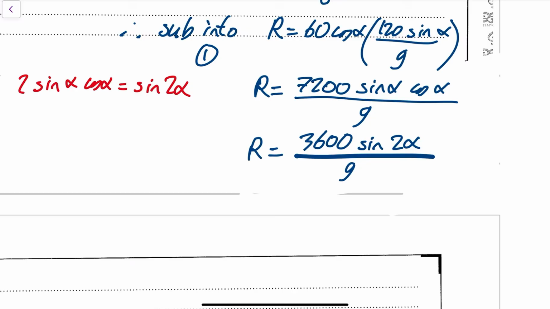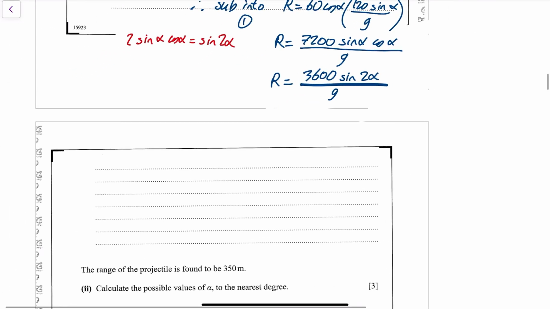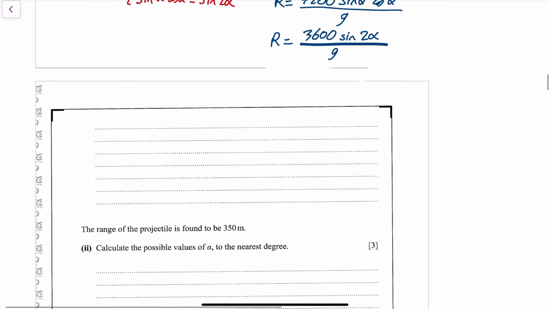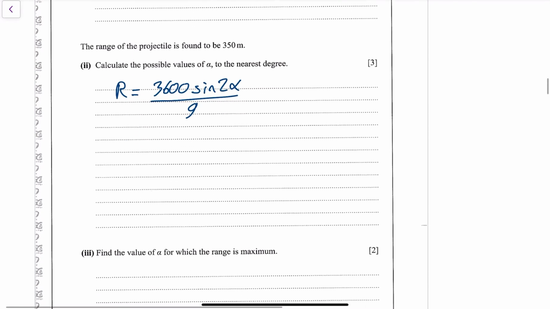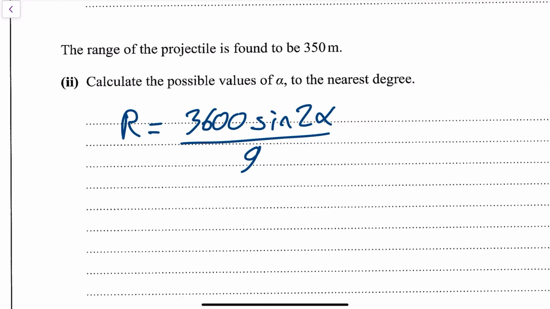Very nice. Now, we're going to use that again. Let me just write that down again. What did it say there? R is equal to 3,600 sine 2 alpha over g. It says the range of the projectile is found to be 350. Calculate the possible values of alpha, correct to the nearest degree.